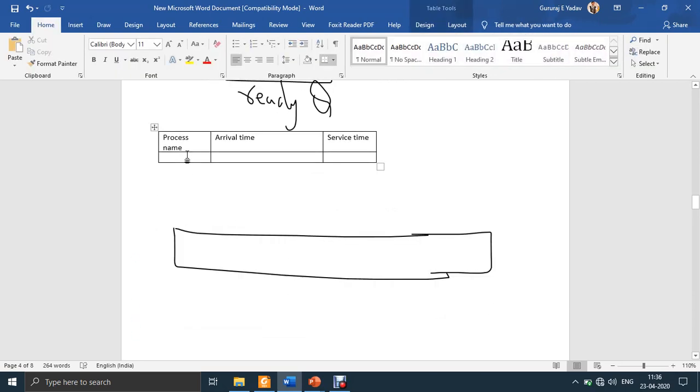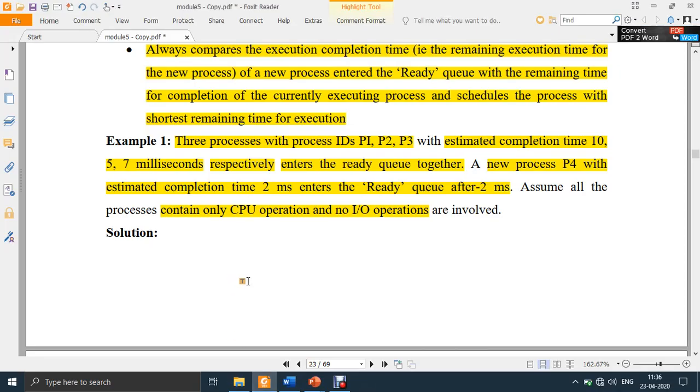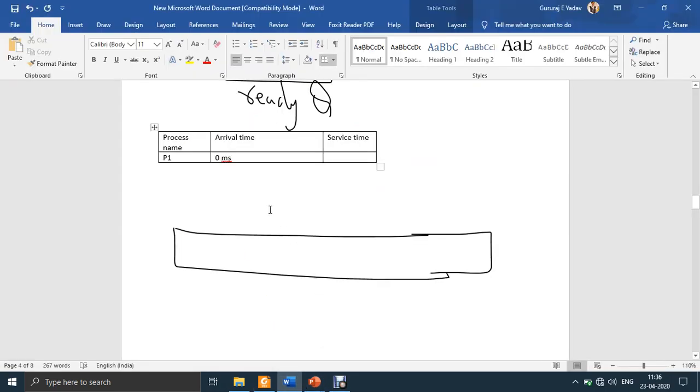So process name is P1. What is its arrival time? At 0 milliseconds. So it has come at 0 milliseconds, that is, before the execution starts. And what is the service time? Service time is nothing but the time it requires to complete, so that is the estimated completion time. What is the estimated completion time of P1? It is 10 milliseconds.